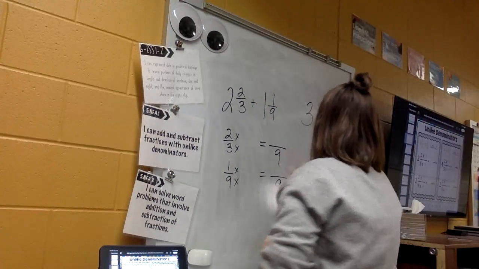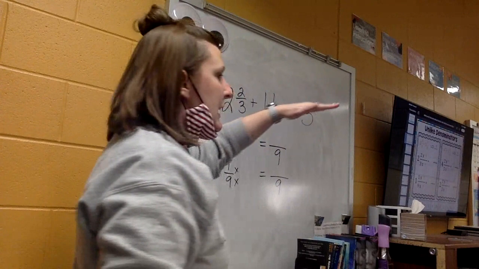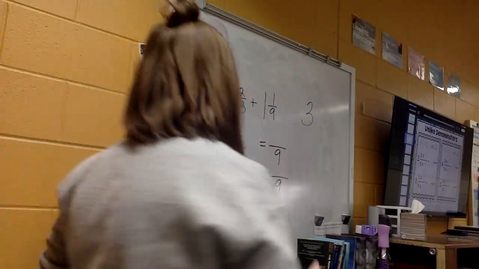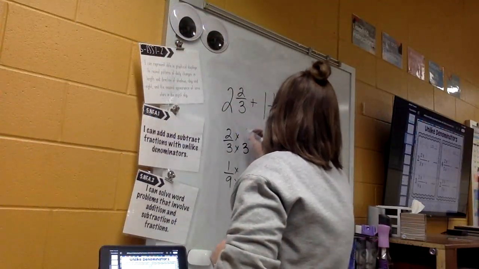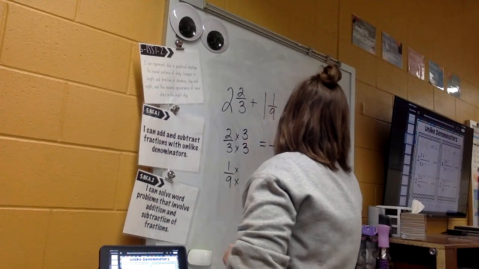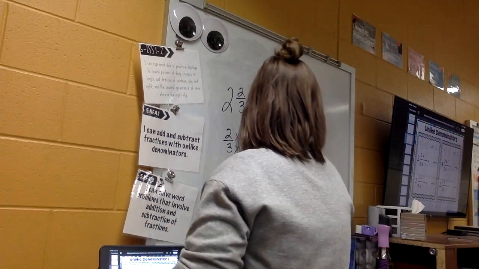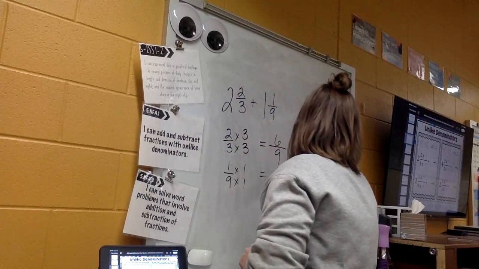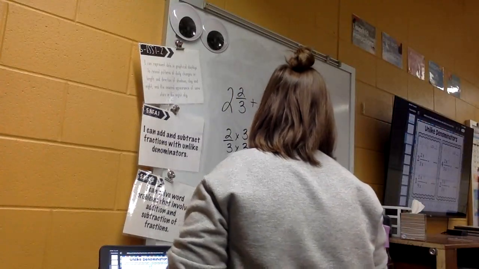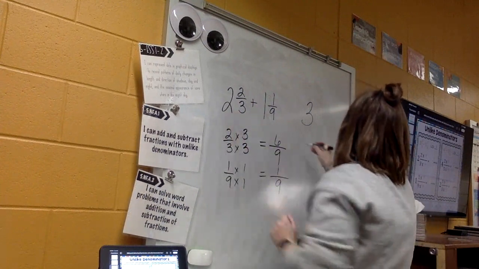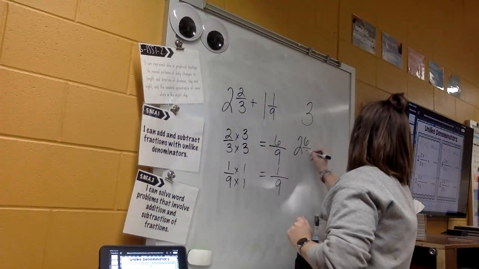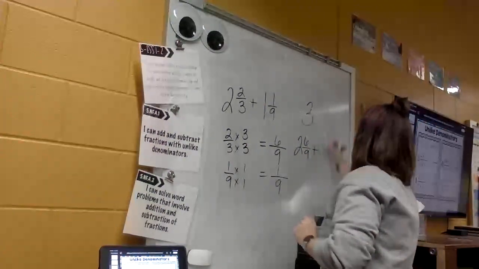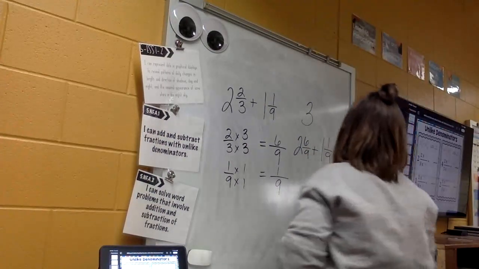Okay, so I know my common denominator is 9. How do I get from 3 to 9? 3 times 3. And then I have to do 2 times 3, which is what? 6. Do I have to do anything to this bottom one? I can put a 1 here, but I don't have to do anything. Okay, so now I have 2 6/9 plus 1 1/9.